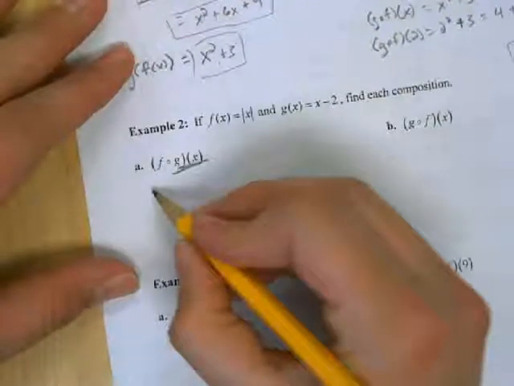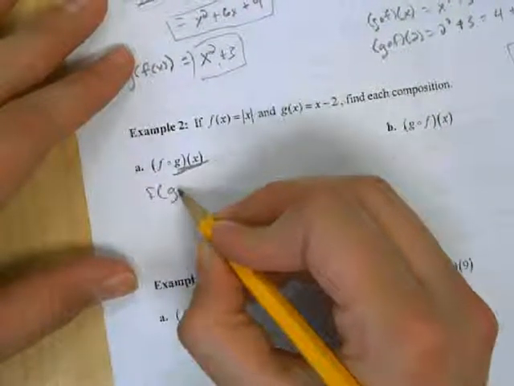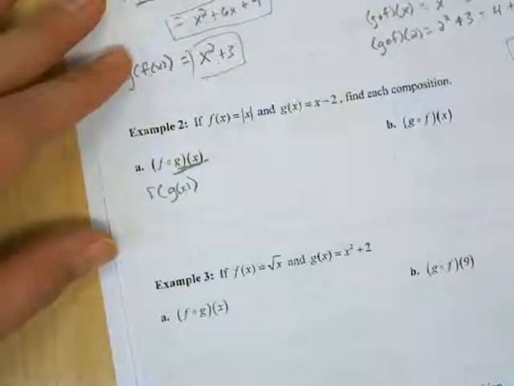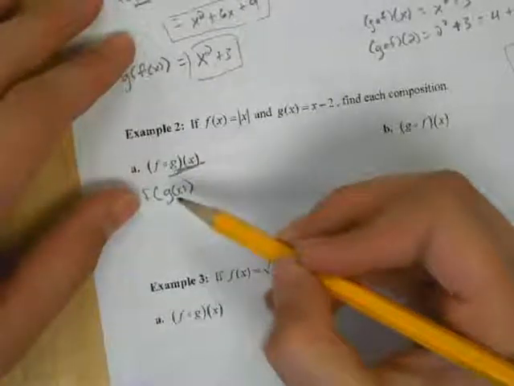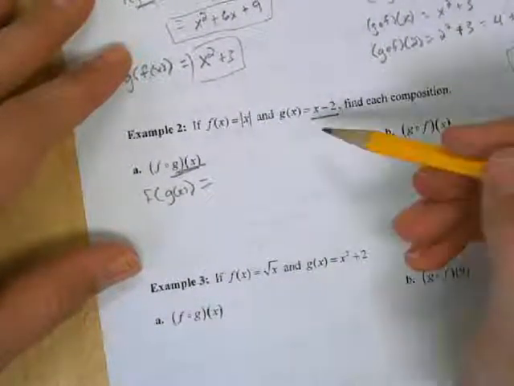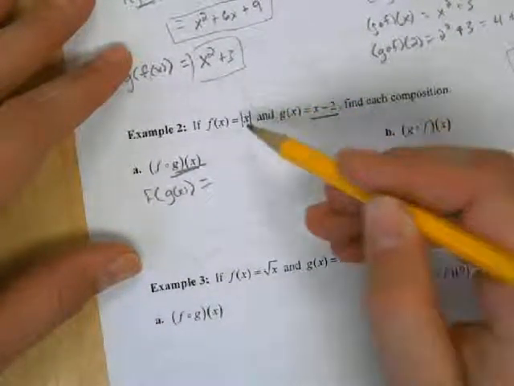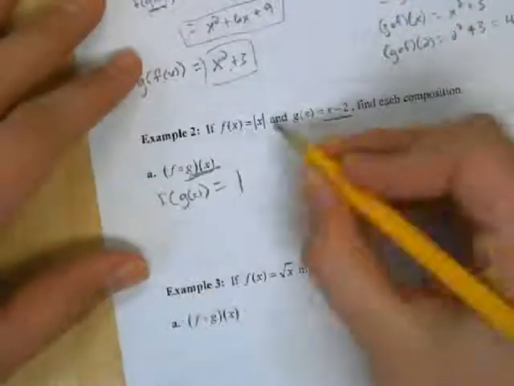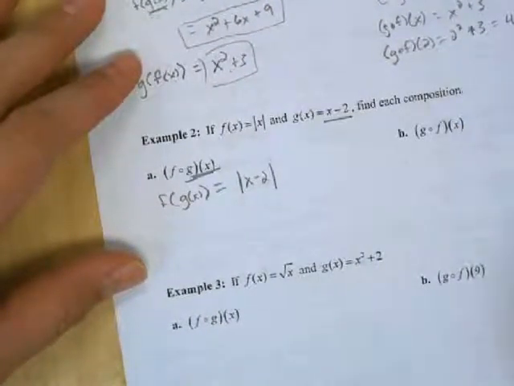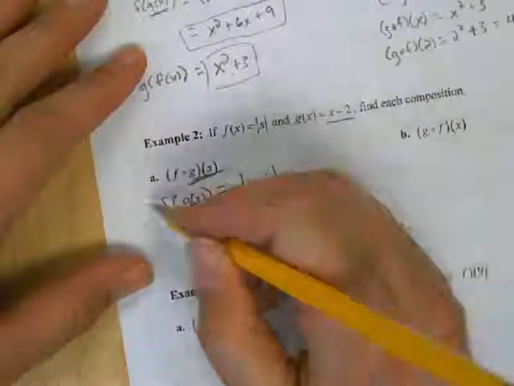If you need to write it out, f of g of x, I prefer this notation just because to me it's easier to see. g of x is easily inside of f. So my g of x is x minus 2. So I'm going to substitute that into f where that x is. So absolute value, instead of x, I write x minus 2. Okay, so that would be it. I can't do anything with it, so that would just be my answer.